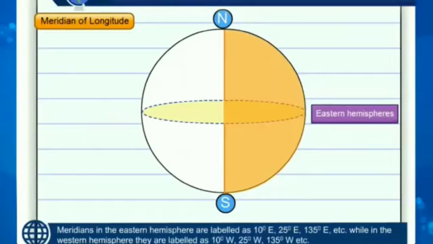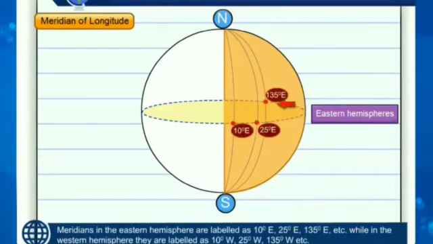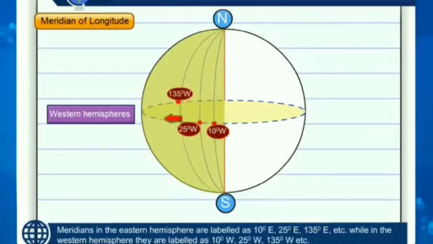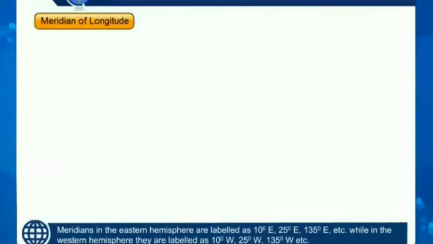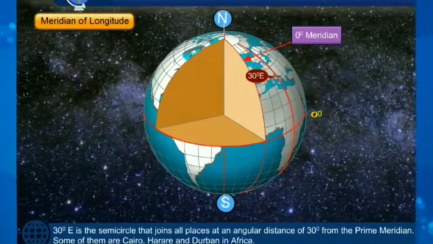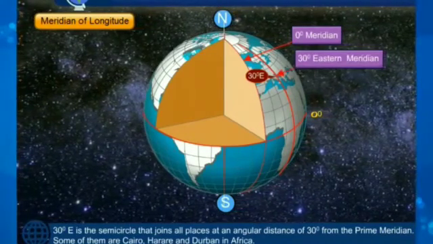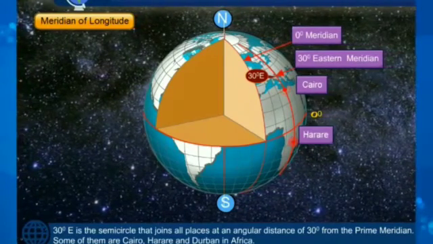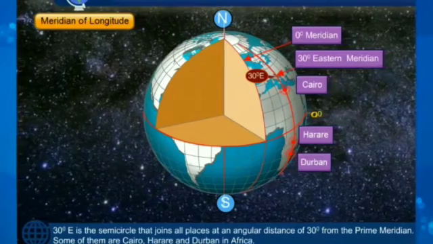Meridians in the eastern hemisphere are labeled as 10 degree east, 25 degree east, 135 degree east, etc. While in the western hemisphere, they are labeled as 10 degree west, 25 degree west, 135 degree west, etc. 30 degree east is the semicircle that joins all places at an angular distance of 30 degree from the prime meridian. Some of them are Cairo, Harare, and Durban in Africa.